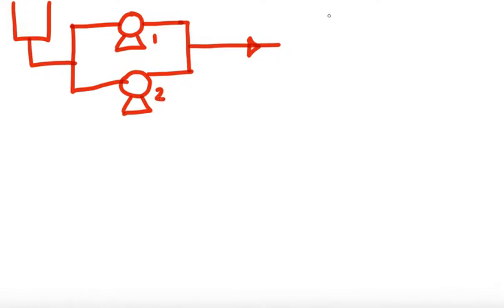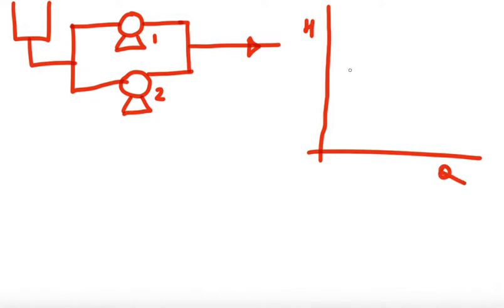As we discussed, each pump has a pump curve, like this, a head versus flow curve. So let's say we have one pump curve, it's like this. Now let me draw a little bit further. So this is our one pump curve.